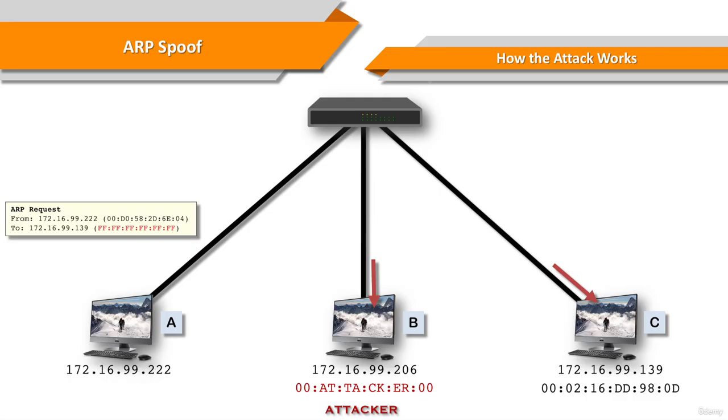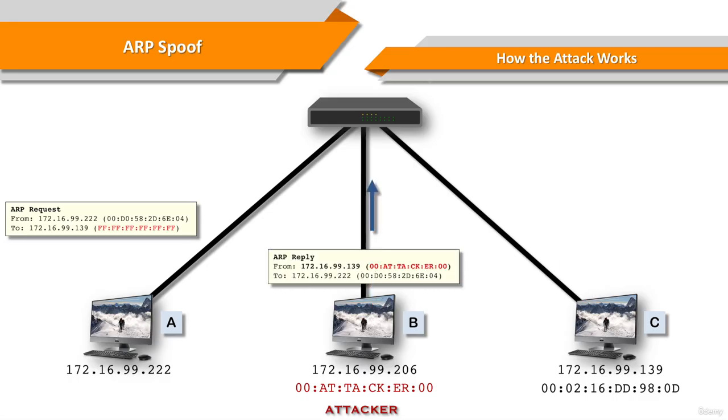Although it's not his IP address, the attacker replies to the ARP request before the real owner. In this ARP reply, the attacker puts his own MAC address corresponding to the target IP address. Computer A receives the ARP reply and stores the address pair in its ARP table, and communication takes place.